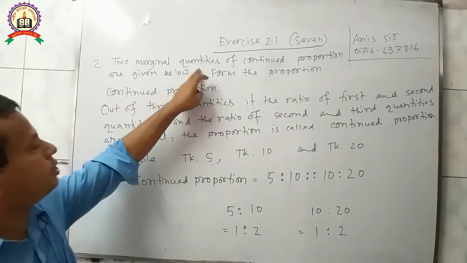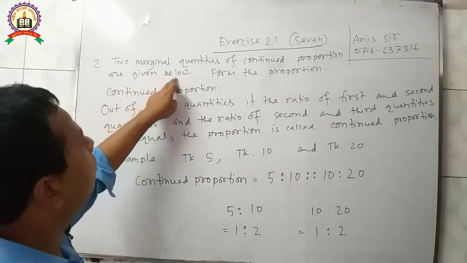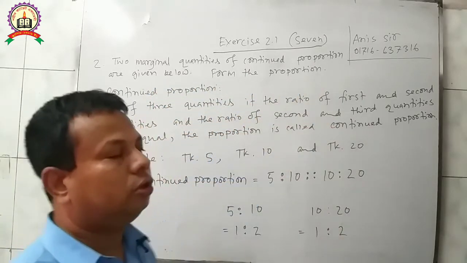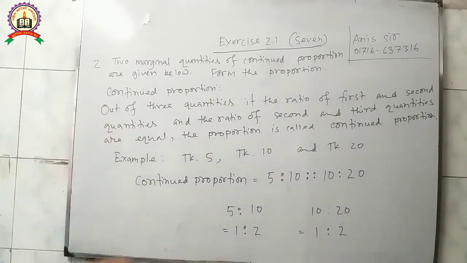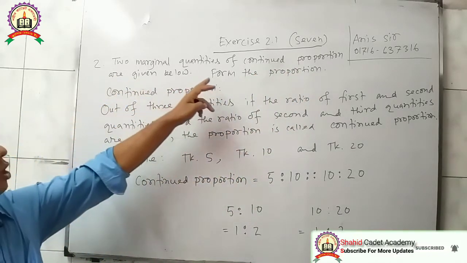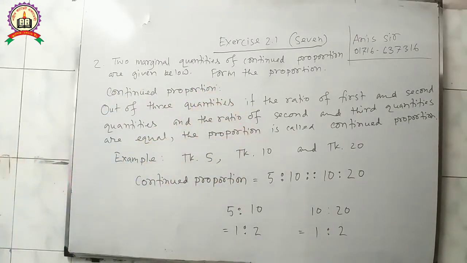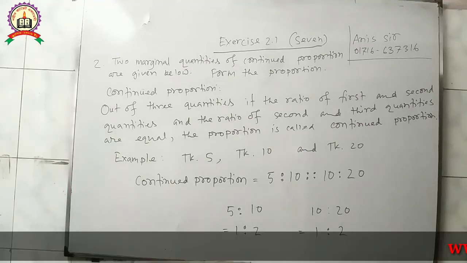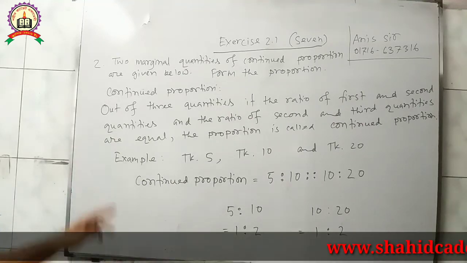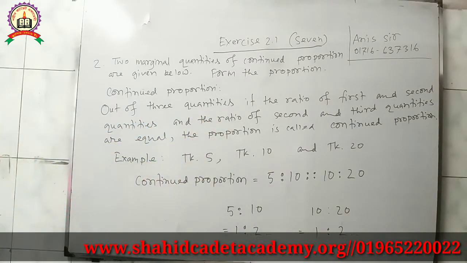Two marginal quantities of continued proportion are given below. Form the proportion. We have to form the proportion, but it is a continued proportion. So at first we have to understand continued proportion. In continued proportion there are three quantities.